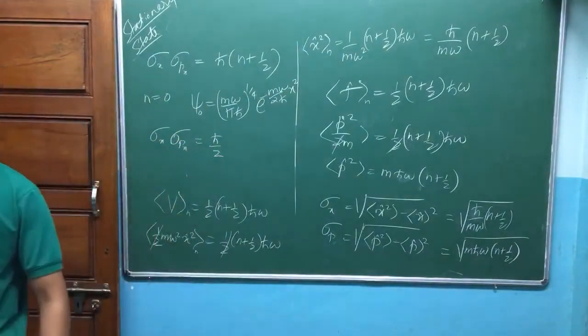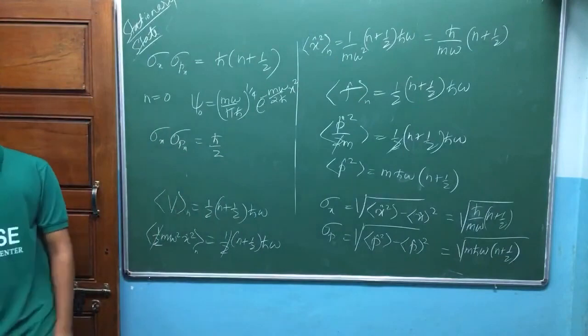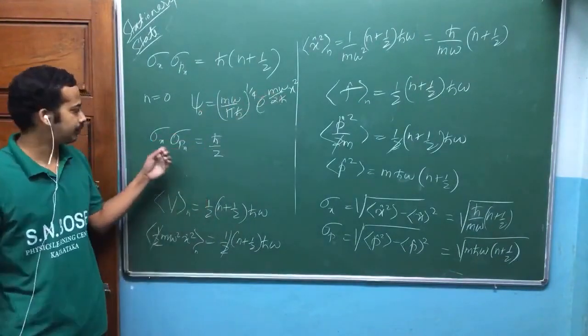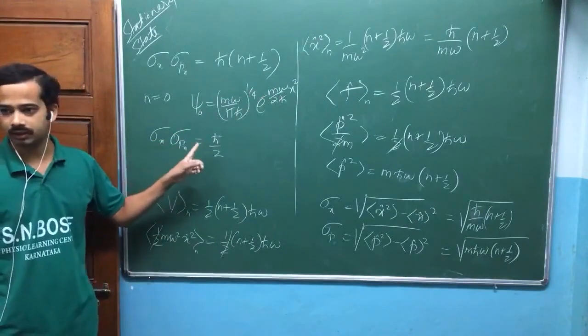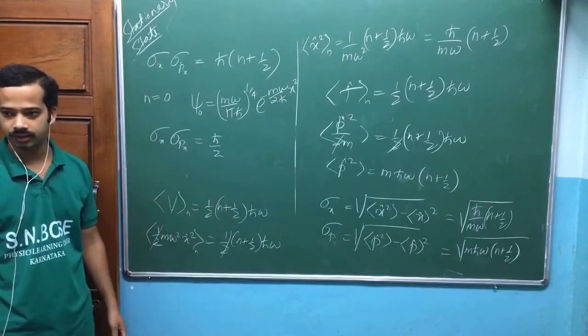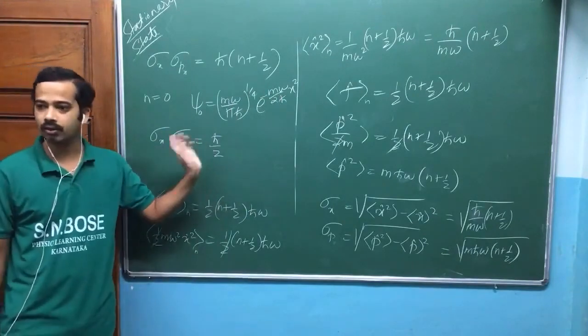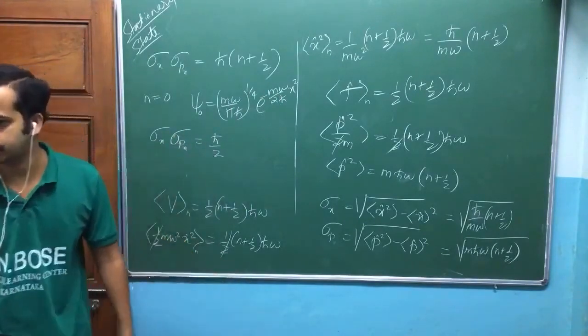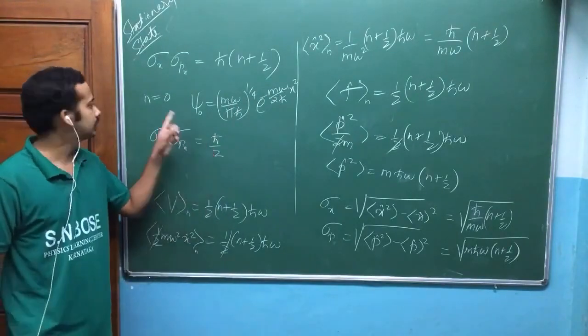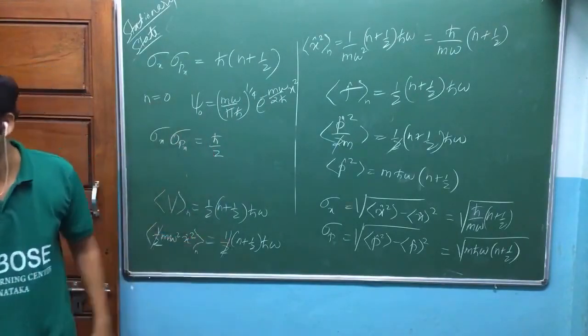I think we did this problem somewhere in the first chapter. In the case of a Gaussian distribution, if you find the uncertainty product, you will get exactly h bar by 2. This is the lowest possibility, isn't it? So this product should be greater than or equal to h bar by 2. That is our uncertainty principle. And you will get minimum uncertainty in the case of the ground state, the Gaussian state. Is that okay?